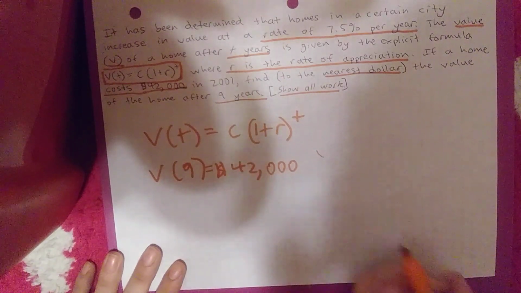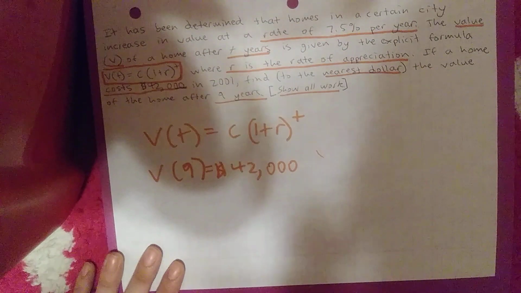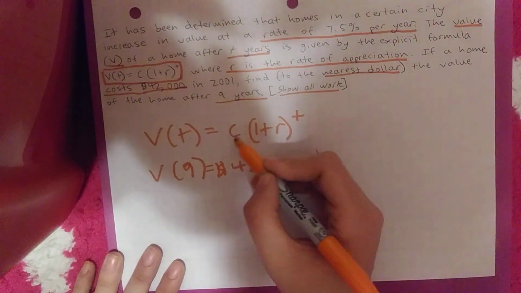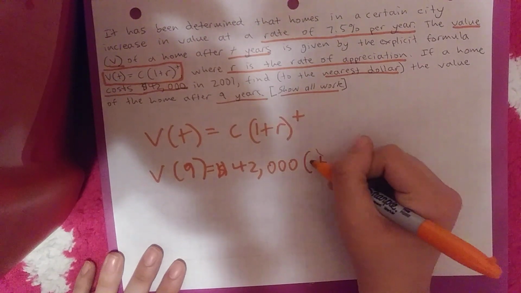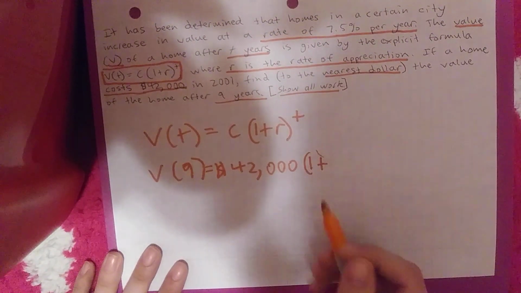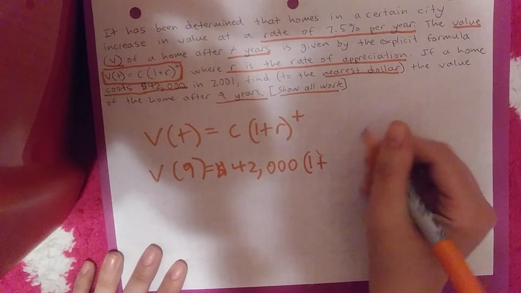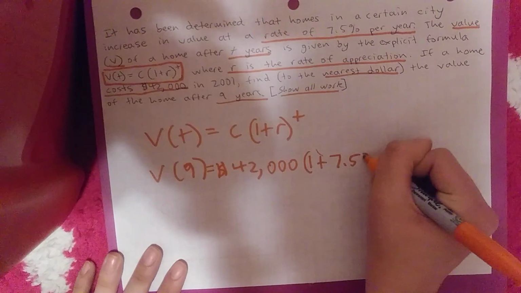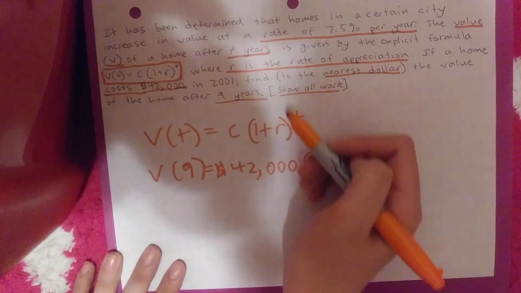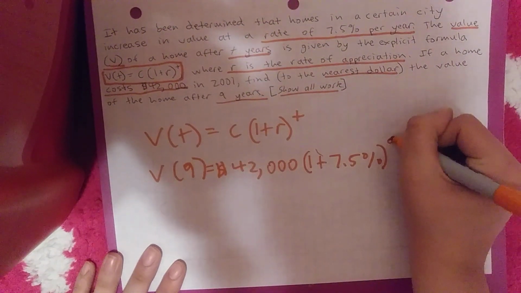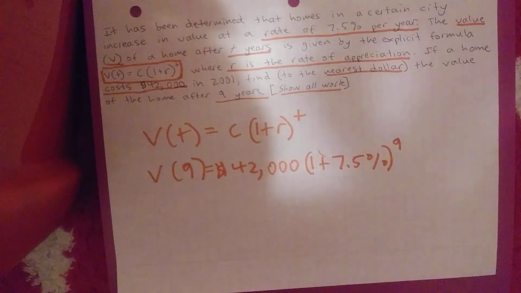This is the beginning of the function, but the main part of the function is the other side, which tells you what the function actually is. So now that 42,000 is our cost, then into the parentheses we have 1 plus, and then our R, which is the rate per year, is 7.5%. So let's just put in 7.5% for now. And then to the power of T, which is our years, so we put in 9. So that is our equation substituted so far.